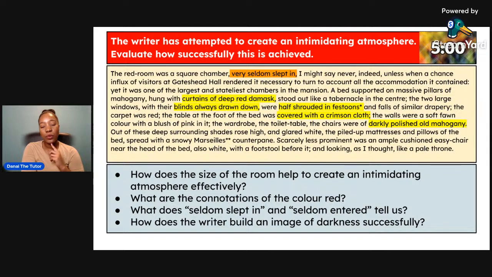So you just need to be more specific. So that question is about the size of the room. So you need to actually address that part of the question. Is it a big room? Is it a small room? And then, if so, whichever one it is, how does that make it intimidating?